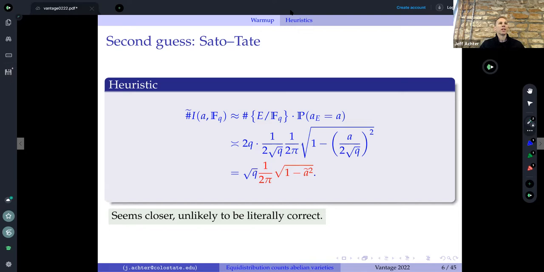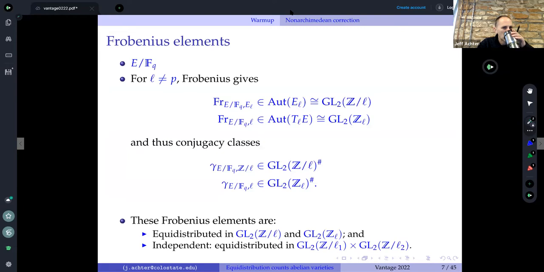This seems like I'm throwing more stuff at it. So that seems like it might be closer to the truth, but it's kind of too good to be true. You shouldn't actually hope that a crude estimate like this has a chance of being exactly right on the nose. So let's add some more ingredients here.